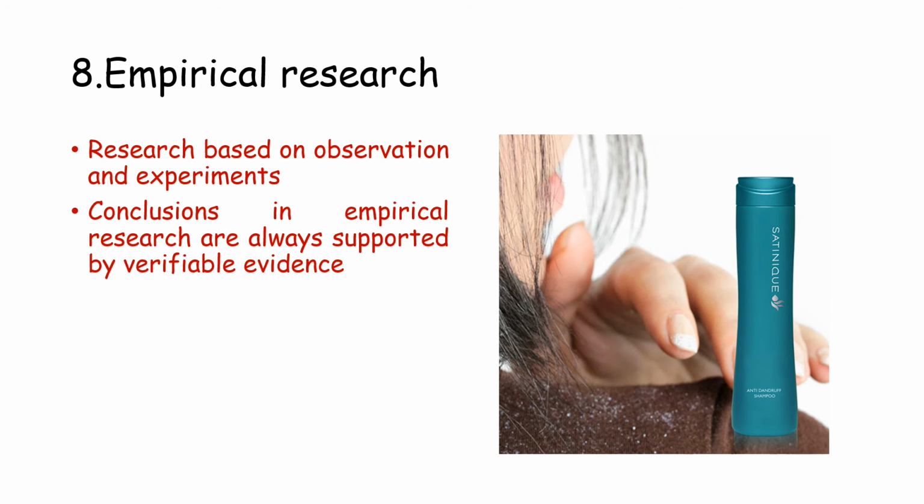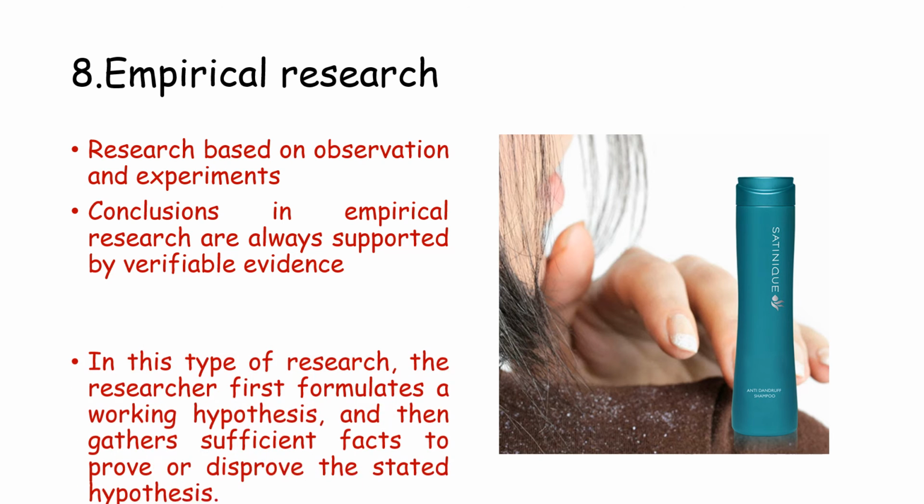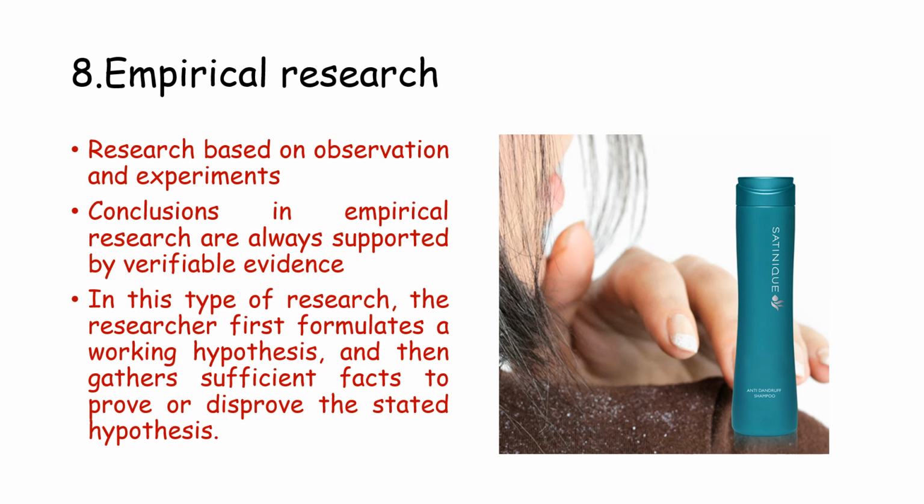This is an example for empirical research as the company has evidence to prove that their shampoo is effective in treating dandruff related problems as it has been tried and tested on selected group of people who had dandruff problems. In this type of research, the researcher first formulates a working hypothesis and then gathers sufficient facts to prove or disprove the stated hypothesis.